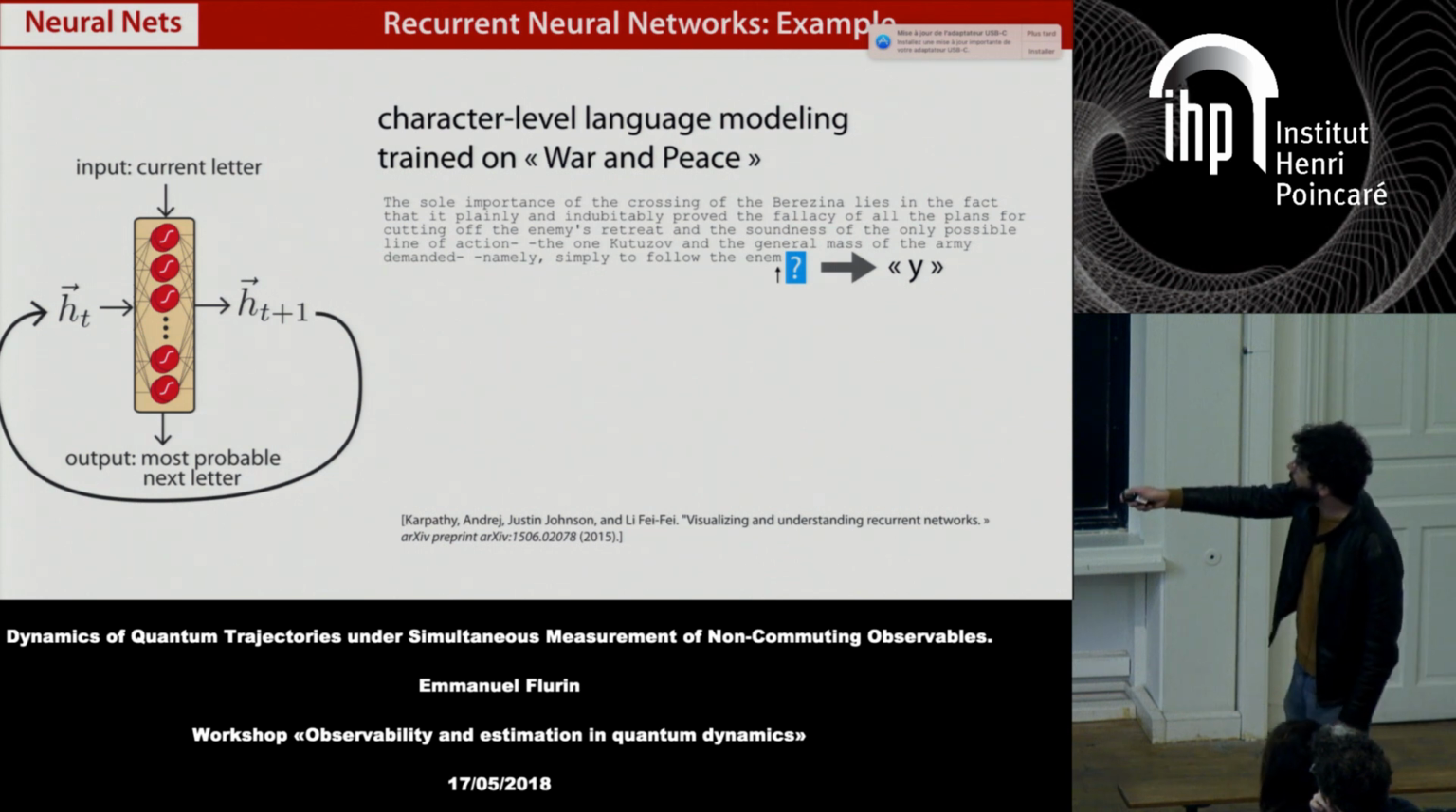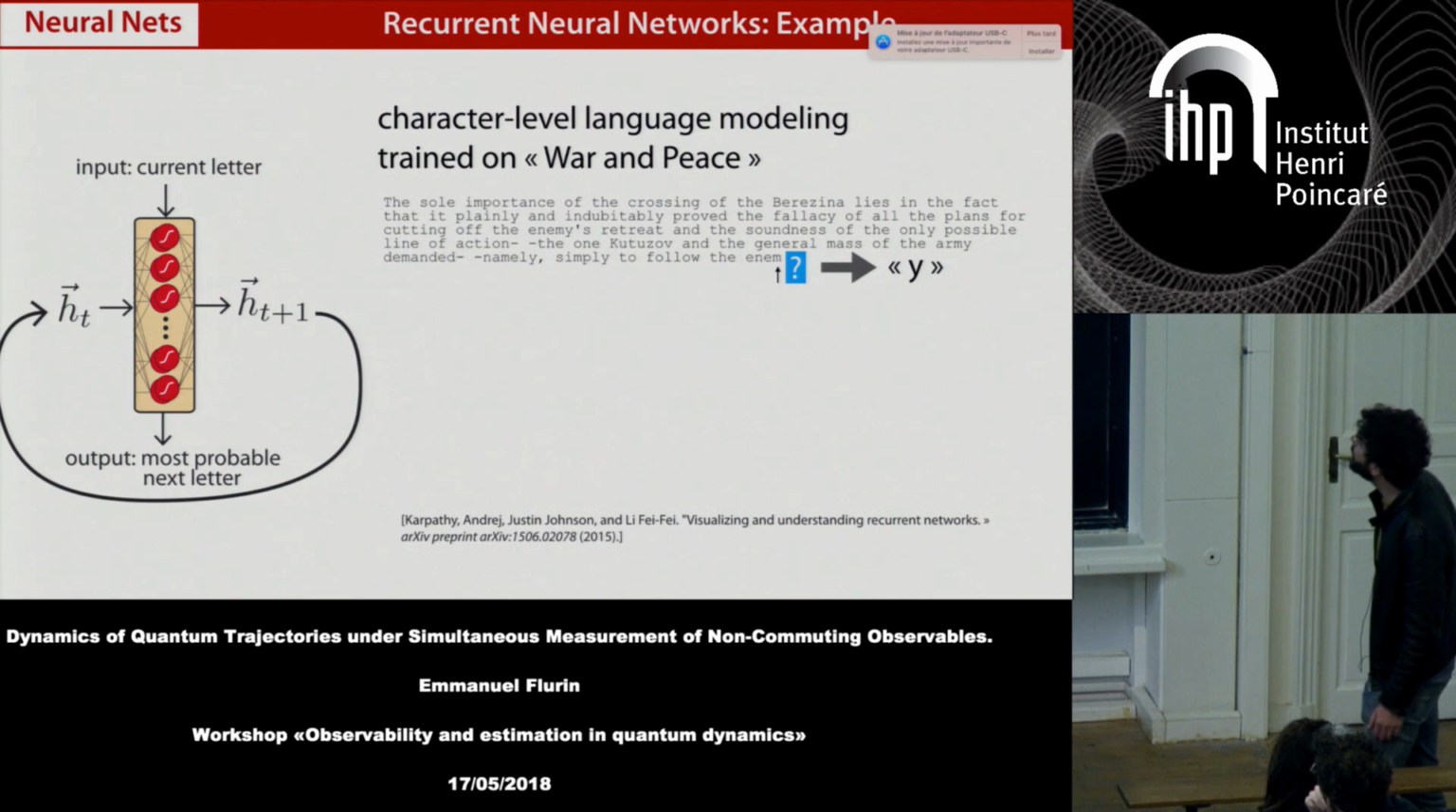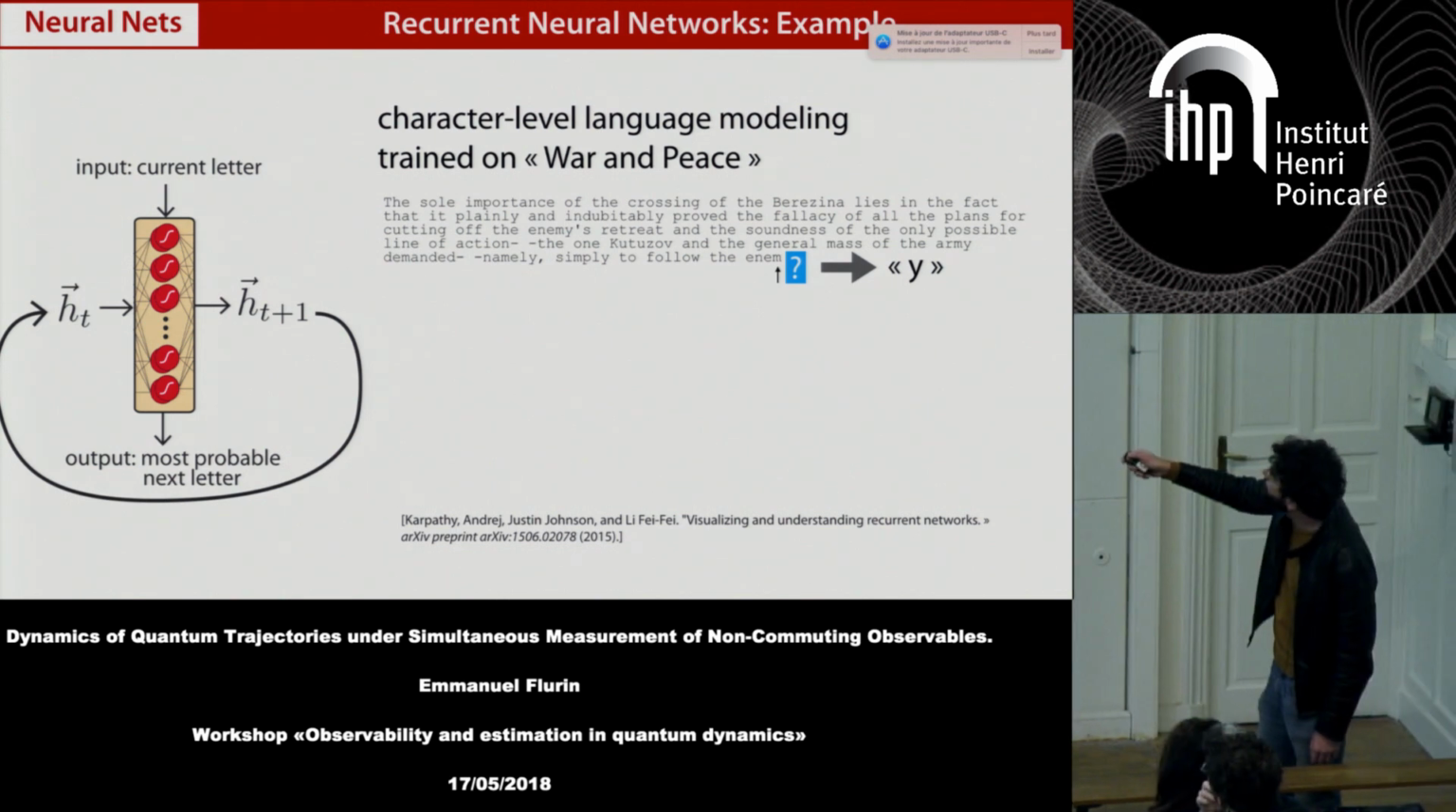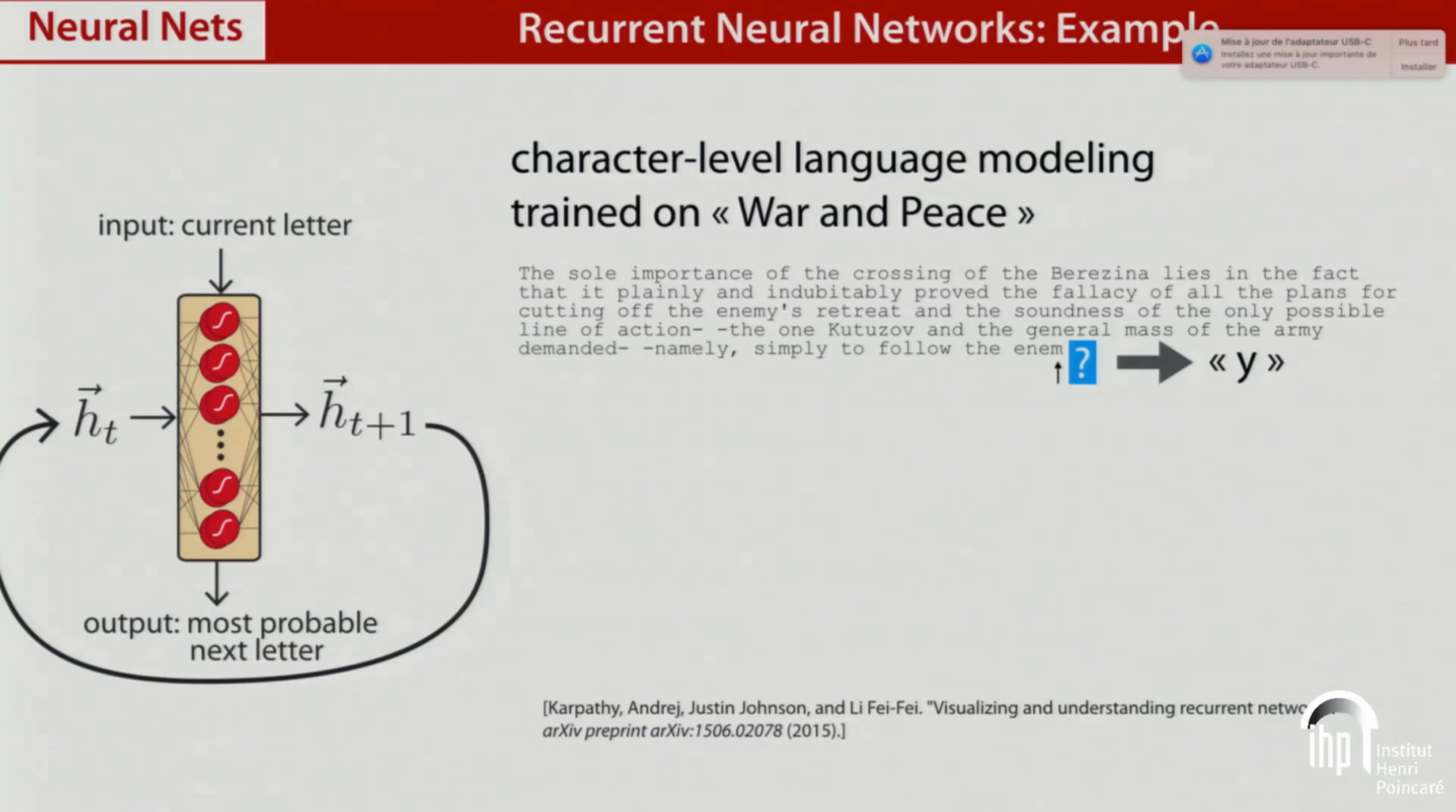Here is an example out of this paper by Karpathy et al. What they try to do is character-level language modeling. You feed it the full book of War and Peace, the three tomes, and train the network to predict the next character. You input the current letter, and the output is the most probable next letter. For instance, we input all this text step by step and ask the neural network: given the M right now, what is the most probable letter? And the network answers Y.